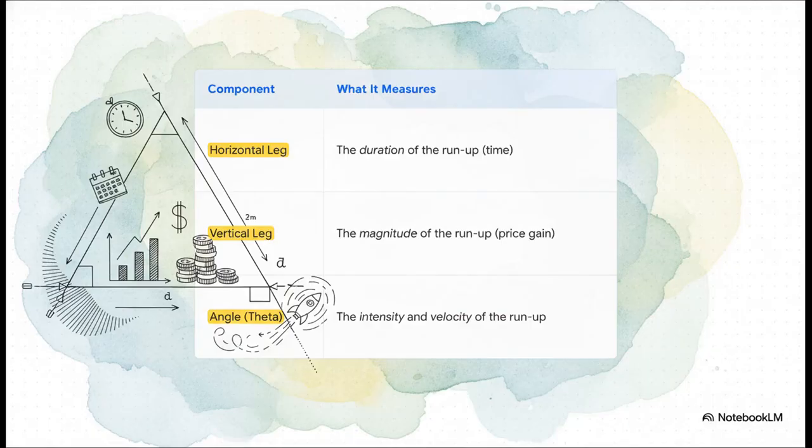Now, what's really cool about this is how each part of that triangle tells a very specific story. The bottom leg, the horizontal one, tells us the duration. How long did the mania last? The vertical leg tells us the magnitude. Just how high did this thing go? And then the angle, theta, measures the intensity. How fast and how furious was that climb? It's literally translating market psychology into simple geometry.